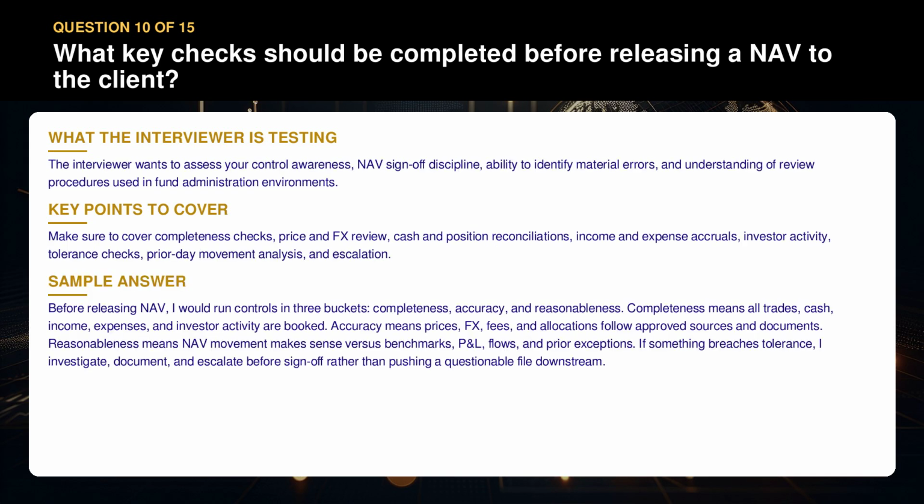Before releasing NAV, I would run controls in 3 buckets: completeness, accuracy, and reasonableness. Completeness means all trades, cash, income, expenses, and investor activity are booked. Accuracy means prices, FX, fees, and allocations follow approved sources and documents. Reasonableness means NAV movement makes sense versus benchmarks, P&L, flows, and prior exceptions. If something breaches tolerance, I investigate, document, and escalate before sign-off rather than pushing a questionable file downstream.